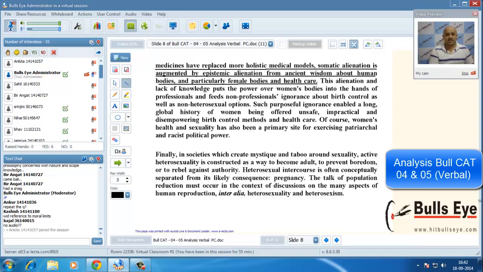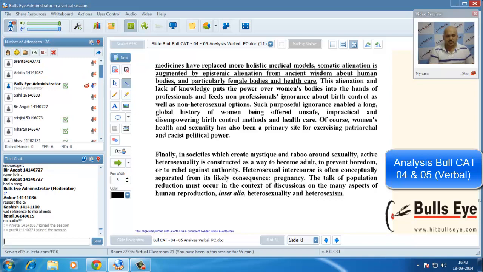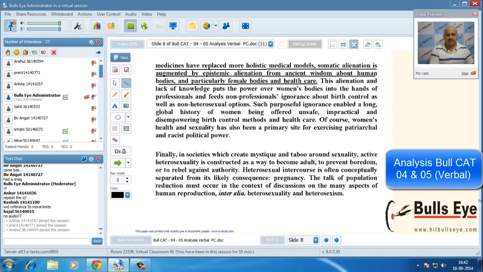Epistemic alienation. Epistemology is the science of knowledge. It effectively implies the whole corpus of knowledge. So here epistemic alienation refers to alienation of knowledge. And now ancient wisdom has been left aside. So this is why the problem has been compounded. So this is the meaning of the sentence here.